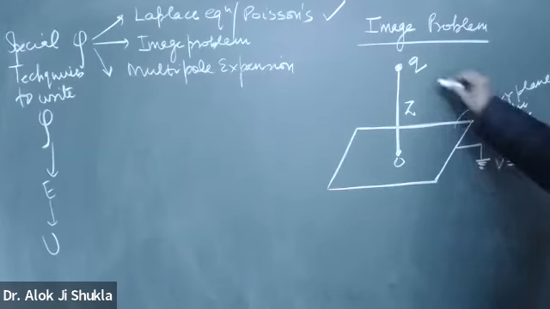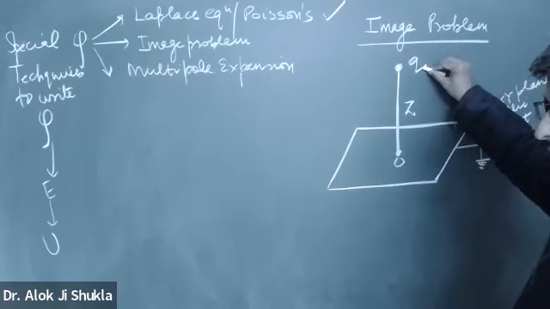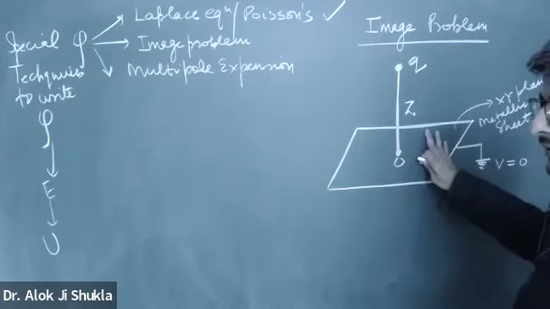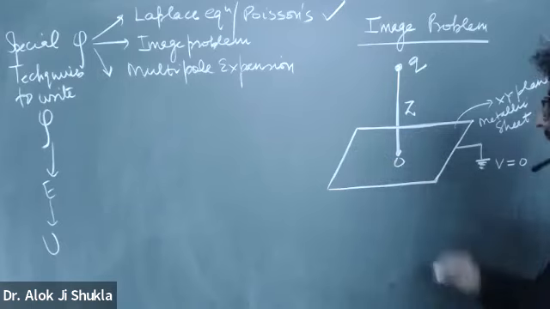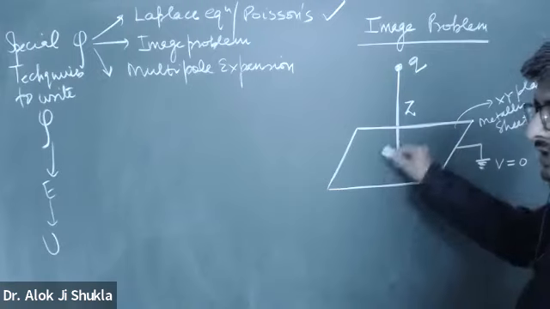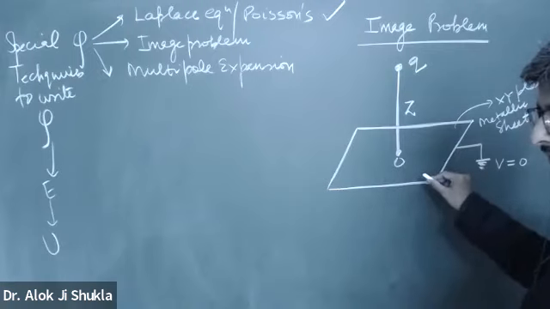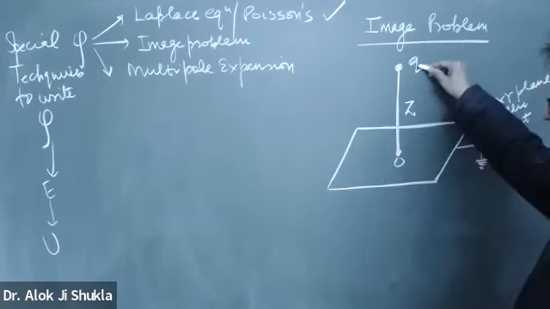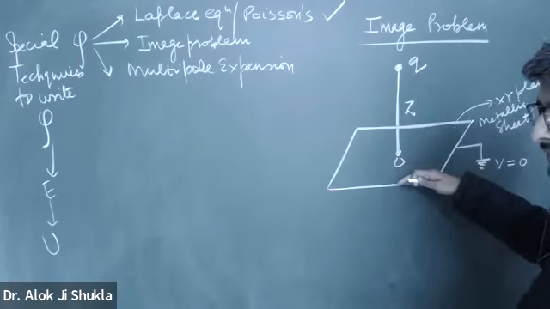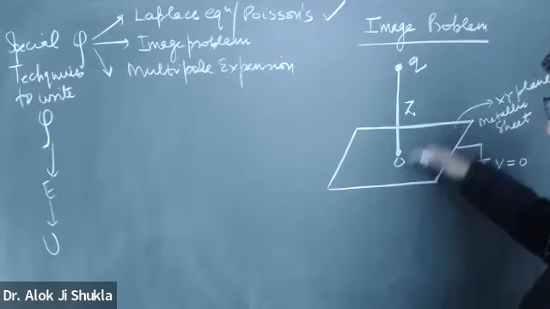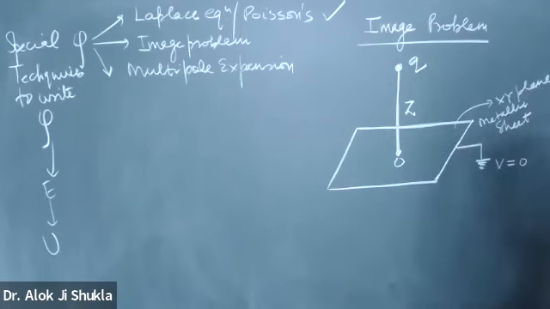Now, because of this charge, there will be appearance of what? Negative induced charge on the sheet. Yes, sir. And this charge will be attracted towards it. Yes or no? Yes, sir. This charge will be attracted towards it. We have to calculate that force of attraction. This was the classic problem.